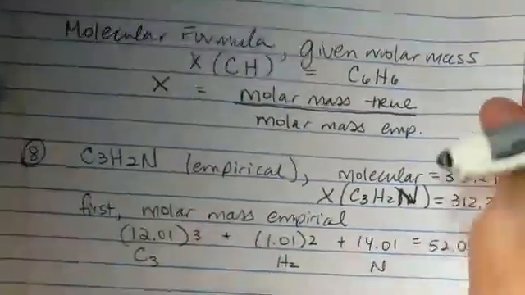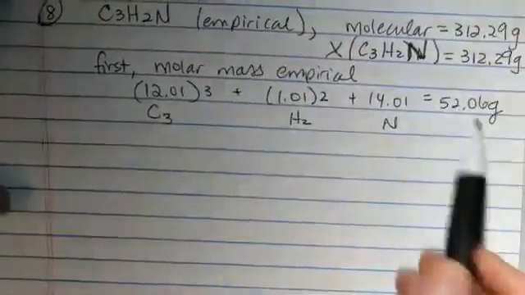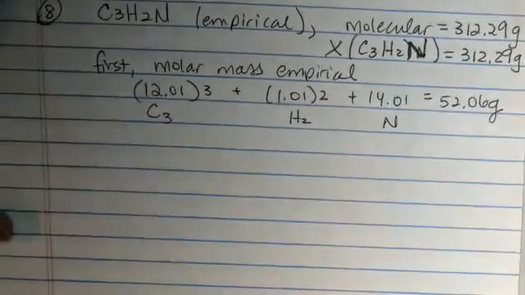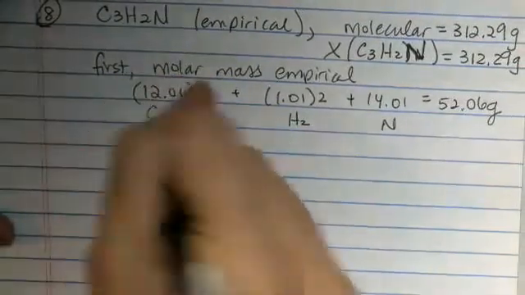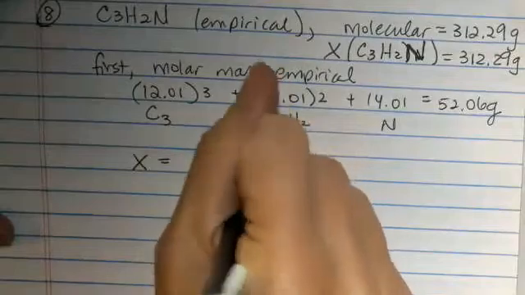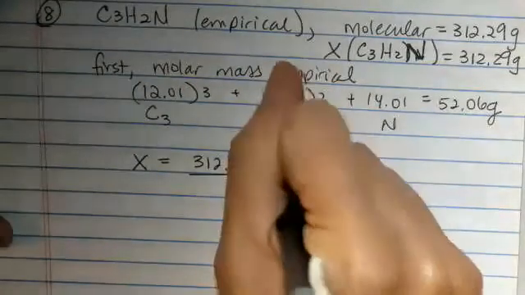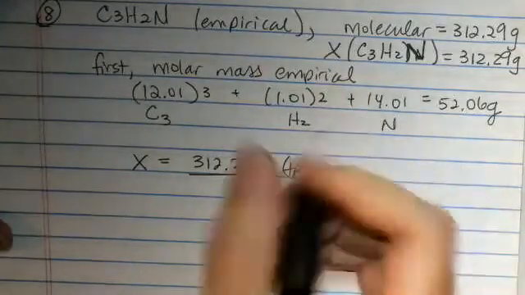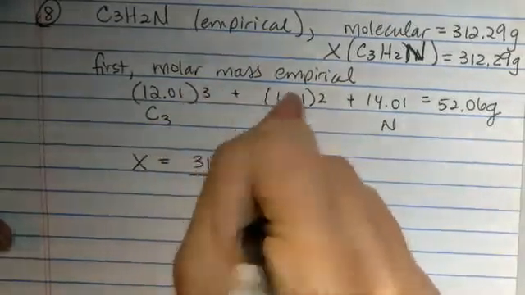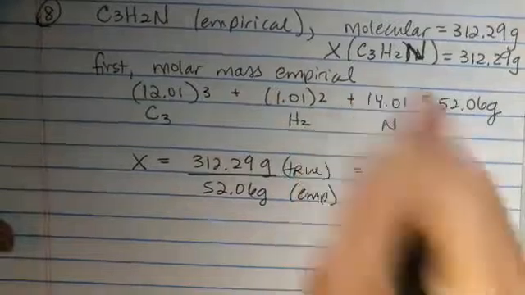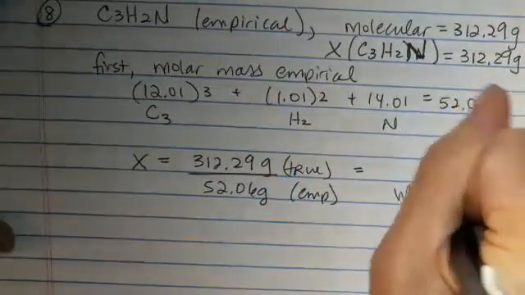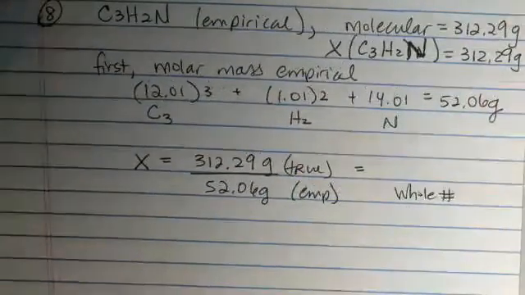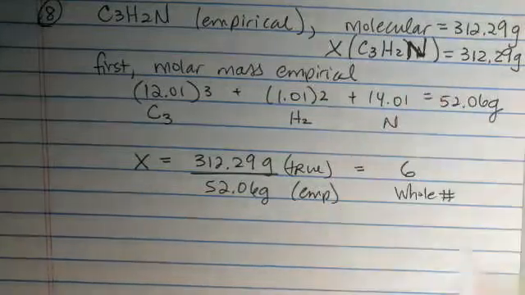So then the last part of this is, okay, well, how many times does 52 repeat until I get to 312? So to figure out what X is, we're going to take the molar mass of the true compound, again, given, and I'll just mark that as the true, divided by the molar mass of our empirical that we got from the periodic table, 52.06. And this right here, we don't need multipliers for this, right? This should always be a whole number. So I'm going to take my 312.29 divided by 52.06, and I get a factor of 6.